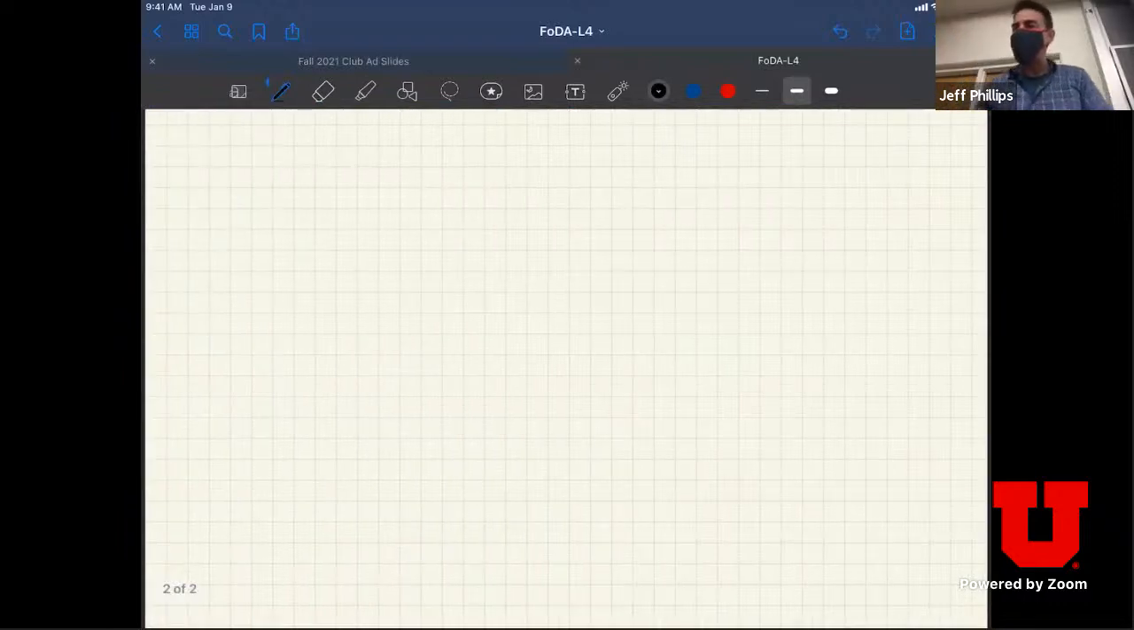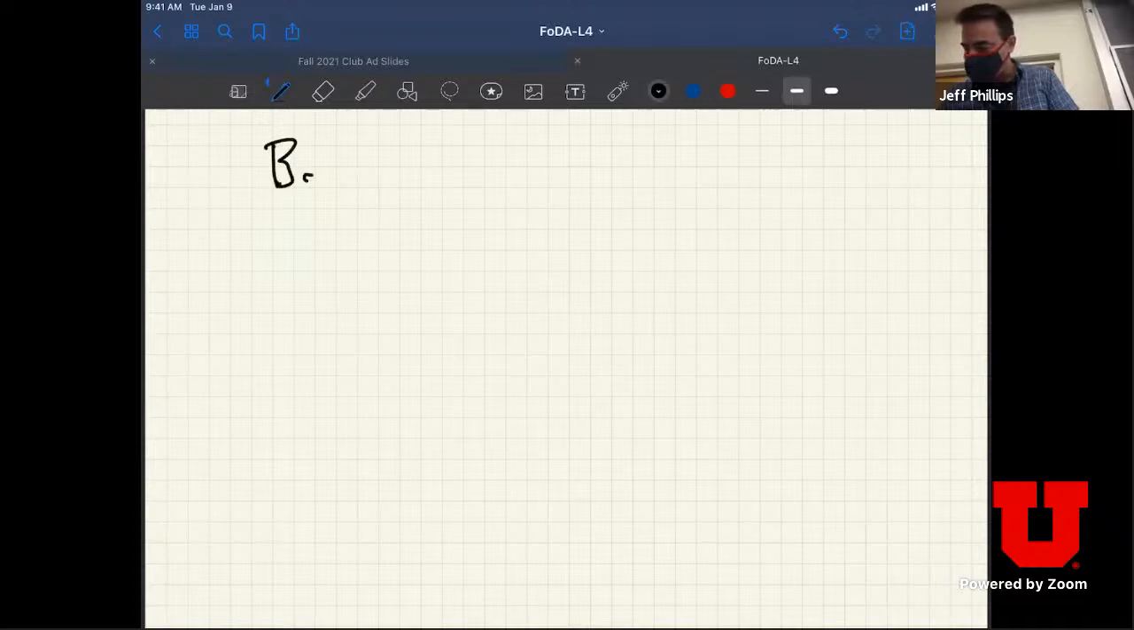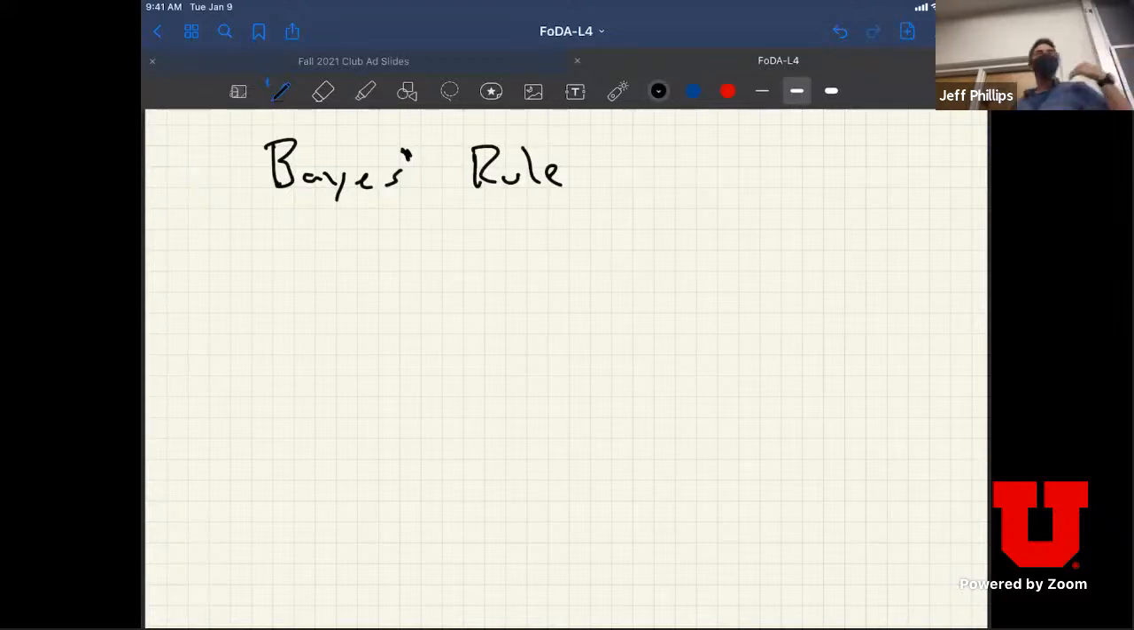So Bayes' rule. In case you're wondering, the apostrophe comes after the S. It's named after Thomas Bayes, whose name, like mine, ends in an S. So you put the apostrophe after the S.